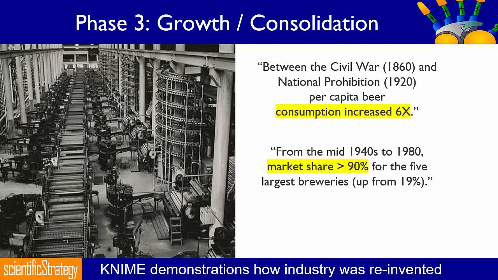But this third phase, the growth and consolidation phase, really looks like this, where we see factories scaling up to be large bottling plants. We see national per capita beer consumption increasing 6-fold from the end of the Civil War, and we see market shares of the larger breweries increasing rapidly. So the question is, how did all this scale drive customer demand?